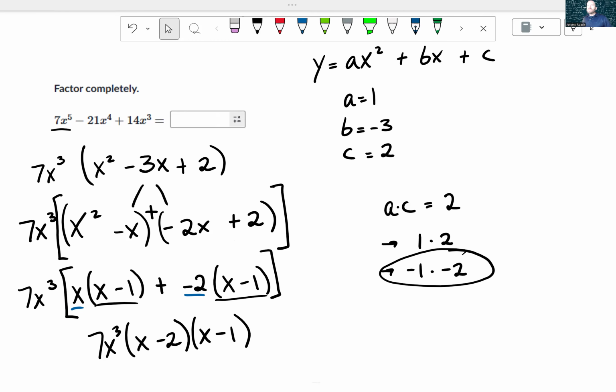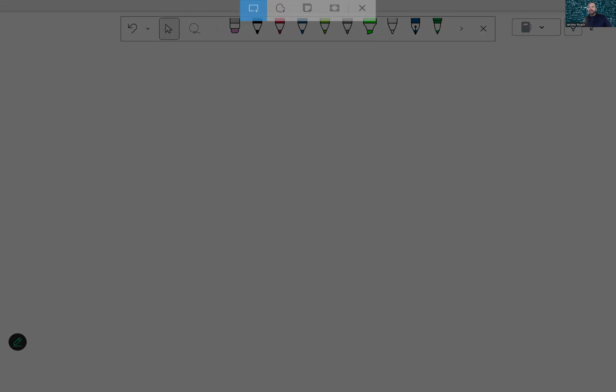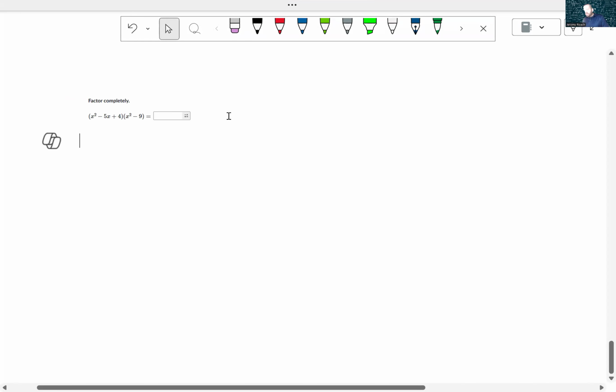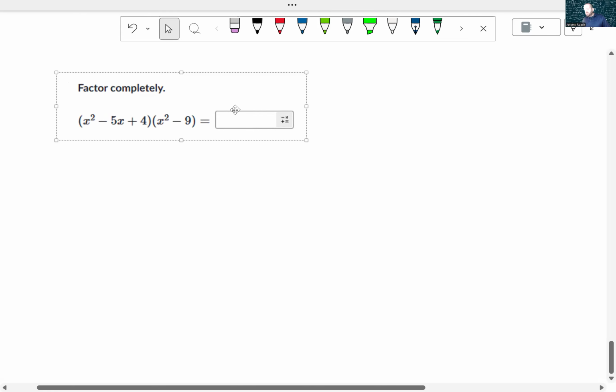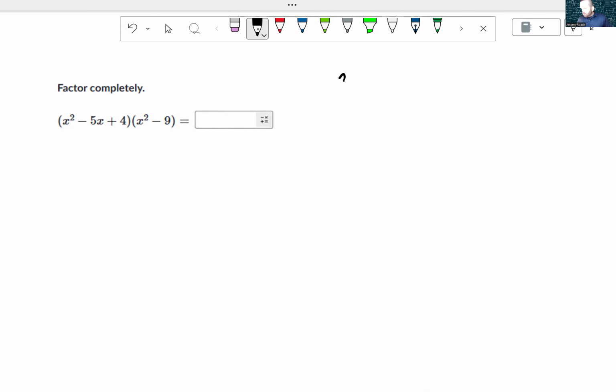Okay, let's see if we can try one more of these here. We'll do this next one. This one looks like the AC method. Looks like we do the AC method twice, and I might be able to show you a shortcut for this as well. So again, all of our quadratics are in the form ax squared plus bx plus c.